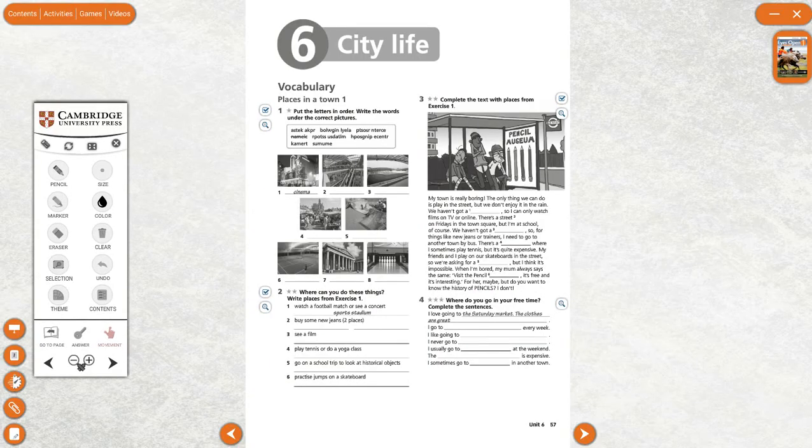Welcome to our 5th grade English lesson. Today we will do the exercises in your student's book. In your workbook, please open your workbook page 57.